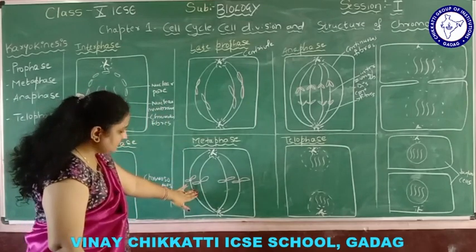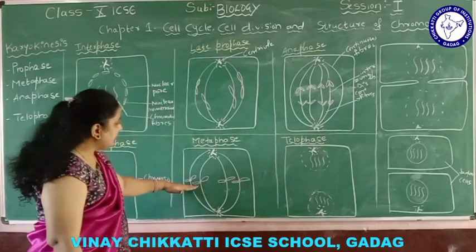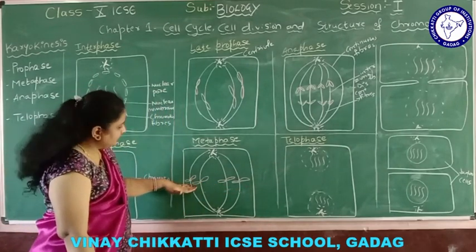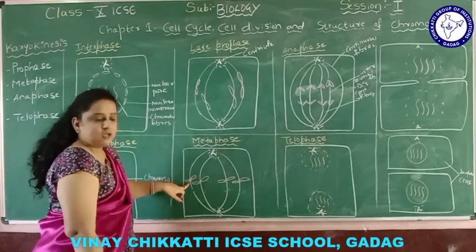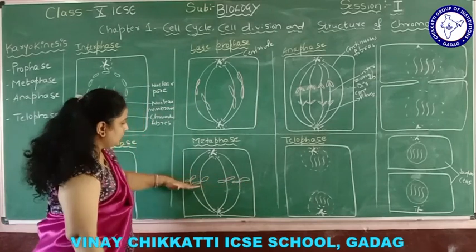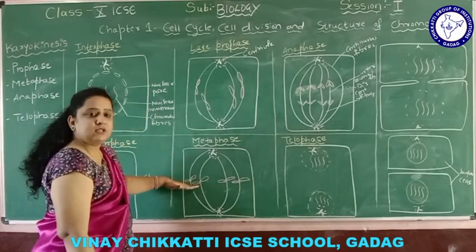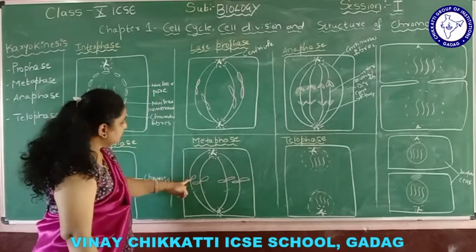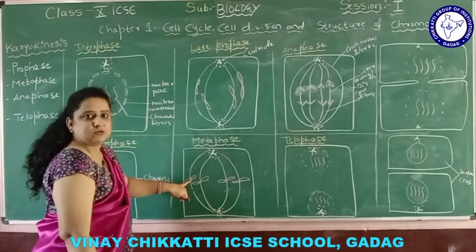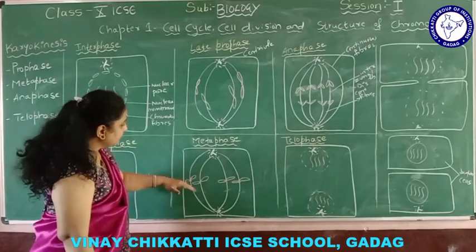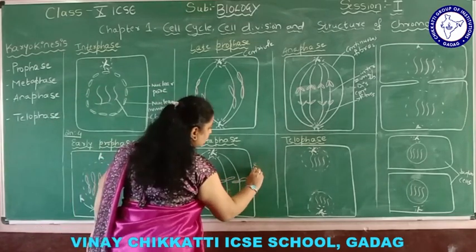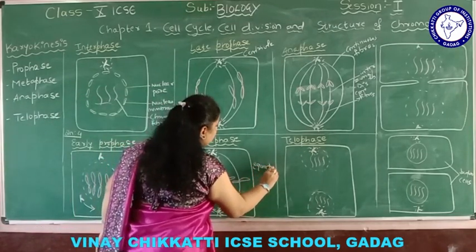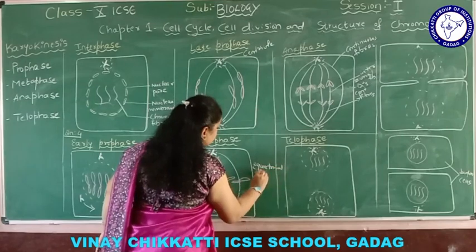In metaphase, chromosomes align at the equatorial plane. Now see the position of the chromosomes here and the position of the chromosomes here. Now they align on the equatorial plane. How are they coming to the equatorial plane? Because of this spindle fiber. There is contraction of the spindle fiber here, which brings these chromosomes onto this equatorial plane. Chromosomes are aligning on the equatorial plane.